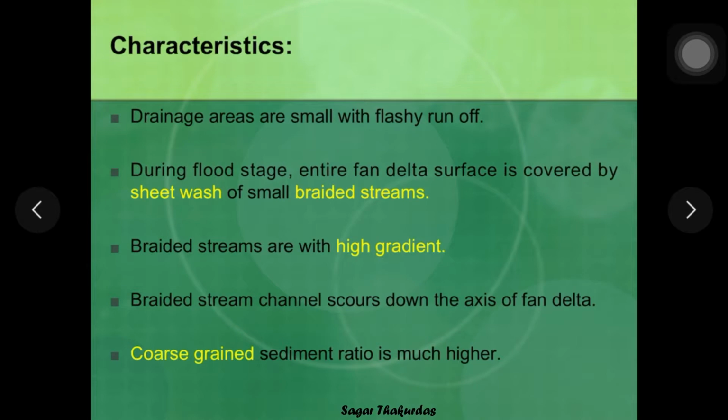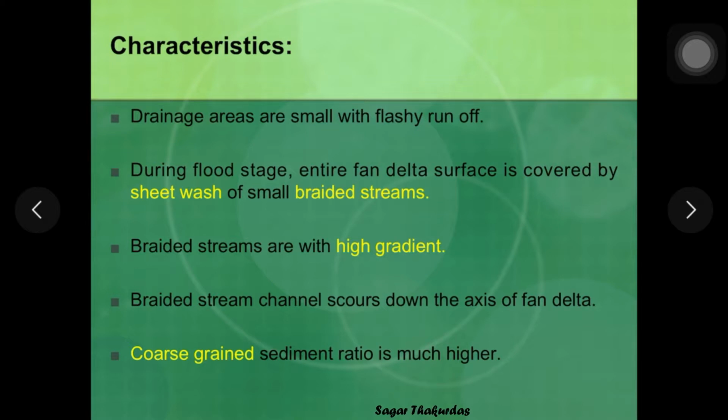What are the important characteristics of these fan deltas? In these deltas the drainage area is small with flashy runoff, as I told you previously. The drainage area is limited because it is present at the base of a single mountain or mountain series. So the tributaries are few as compared to a normal delta, and the sediments are transported during seasonal flash floods. So there is no continuous supply of sediments.